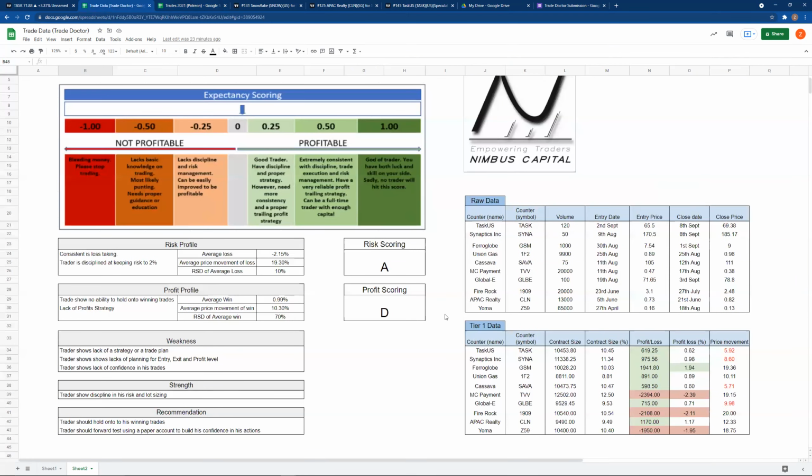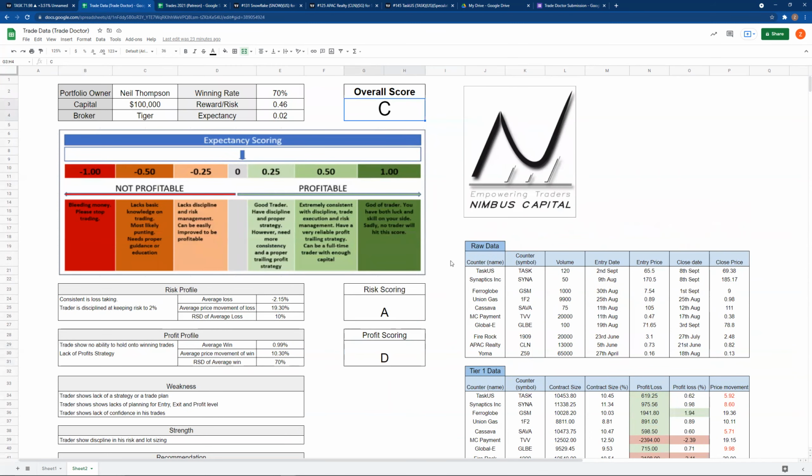So profit profile, definitely D. This one, we need to find ways to improve. So overall it's a C, because somewhere there, average. Average. If your expectancy is positive, right? We do have a proper grading criteria. I do have proper grading criteria.